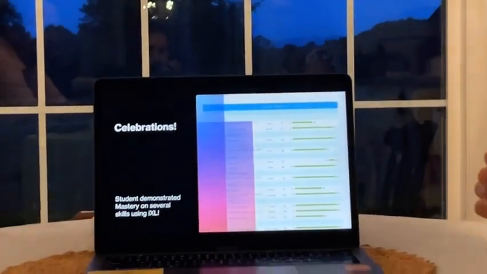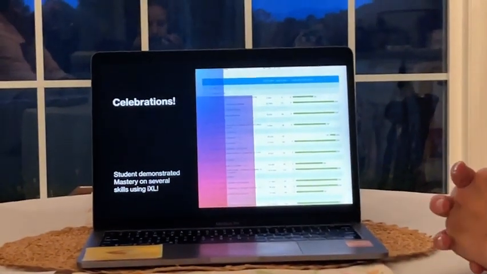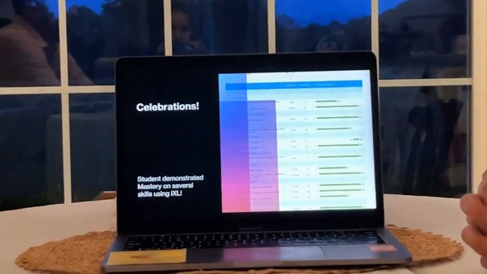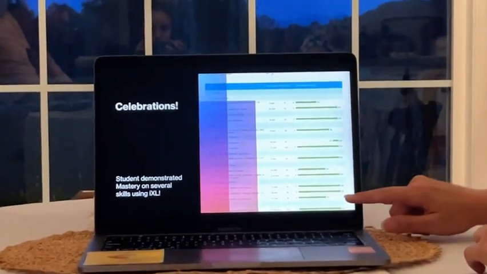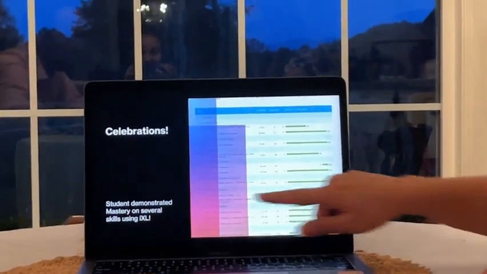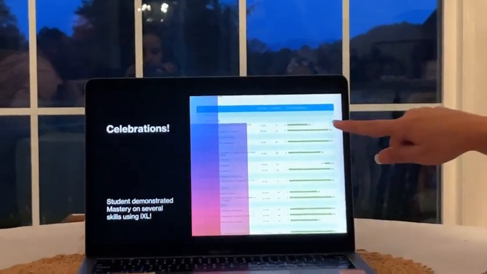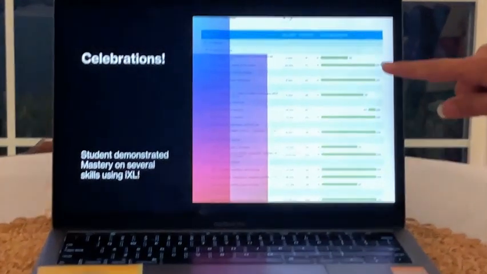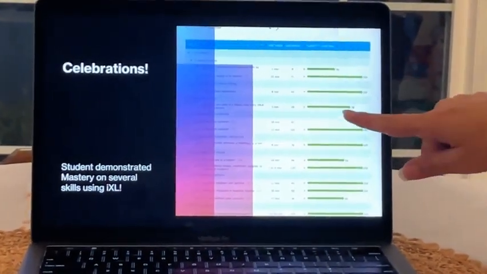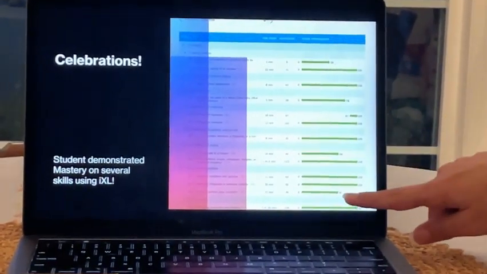Okay. All right, so some celebrations. Zoe worked really hard this year and she developed some great study habits. This is a report of the skills that she studied using IXL. She demonstrated mastery on several. You can see 100s down through here. She demonstrated mastery on. There's some that she probably could use some more practice on, and we'll talk about those in just a minute.